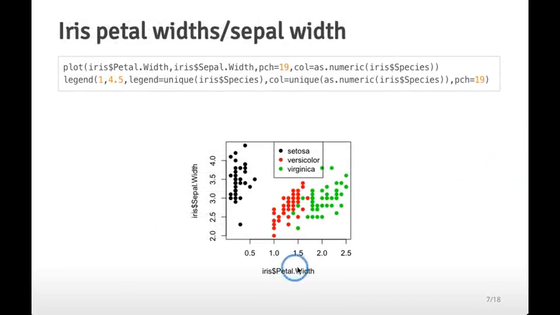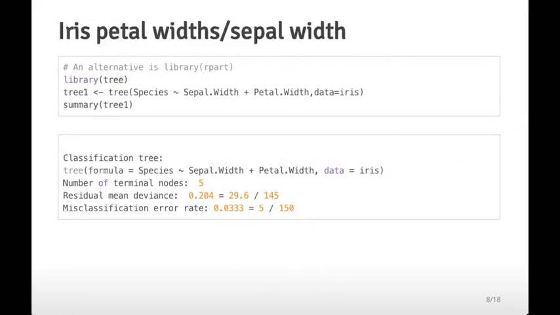So I can plot here the petal width versus the sepal width, and then I can label the points with colors according to which species they belong to. And you can see in this example there are three groups corresponding to three species, and they seem to be pretty well separated by these two variables, so we'd like to be able to predict them on the basis of those variables. So what we can do is build a tree model using the tree function in R.